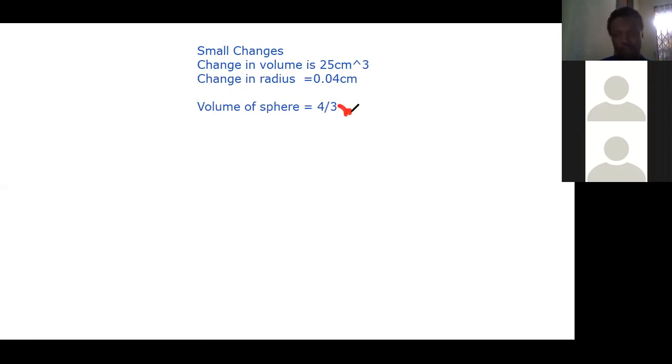The volume of a sphere is 4/3 pi r cubed. So we are going to differentiate V with respect to r, just as a formula. dV over dr is equal to 4 pi r squared.